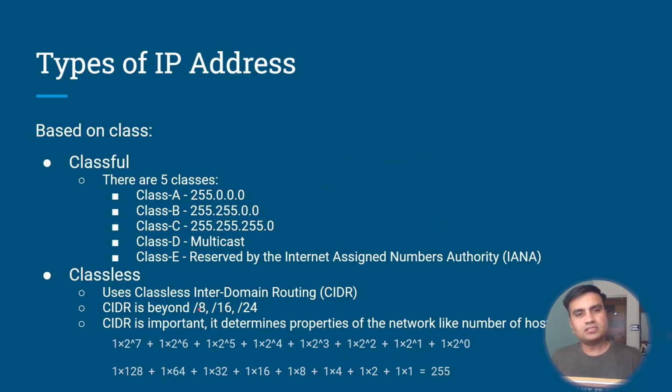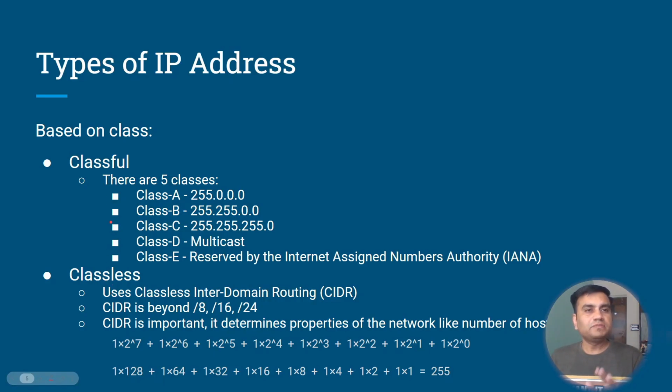In classless, we represent the subnet mask in CIDR notation. This is called CIDR notation, classless interdomain routing. Similarly, this is 8 plus 8, which means 16. This is 8 plus 8 plus 8, which is 24, right? For now, this much understanding about classless is sufficient. We will learn about classless in coming slides.